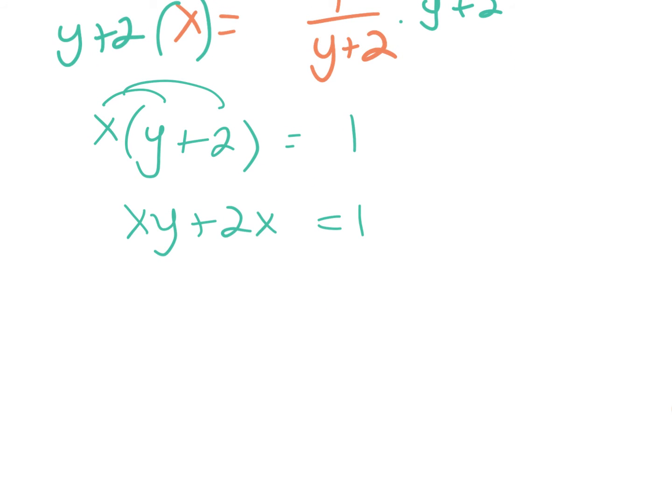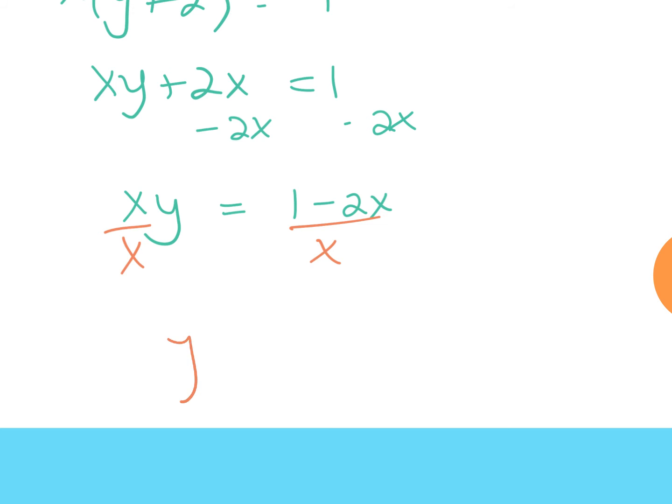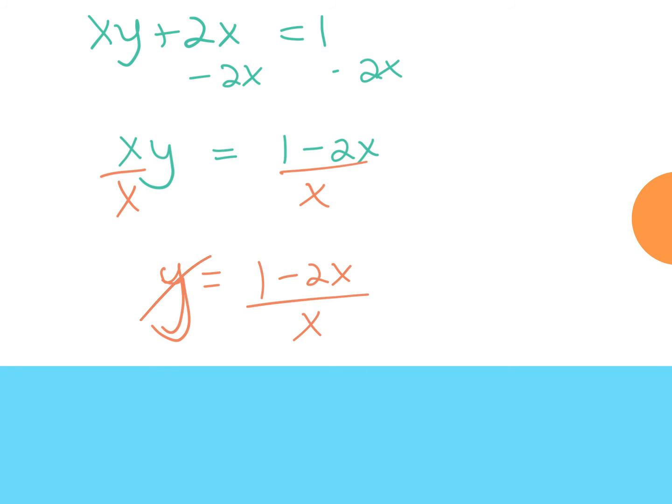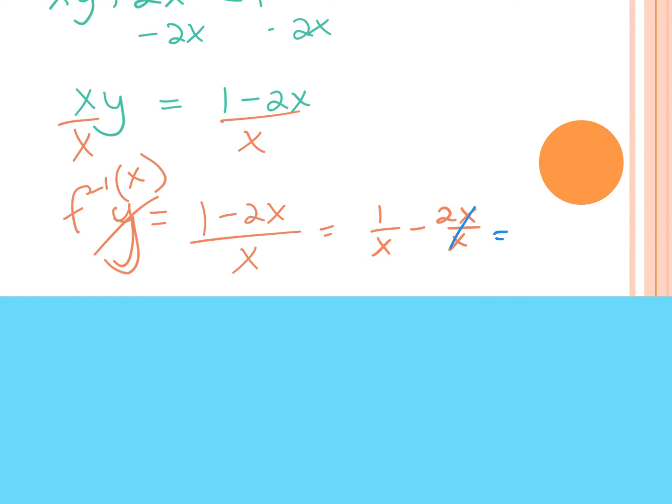And then I want to get y by itself. So I'm going to move the 2x and then divide by x. That answer is totally fine as soon as I replace this back with f negative 1 of x. Or you could split it. When you split it, these x's cancel. So you could also write it as 1 over x minus 2. All of those are acceptable answers.